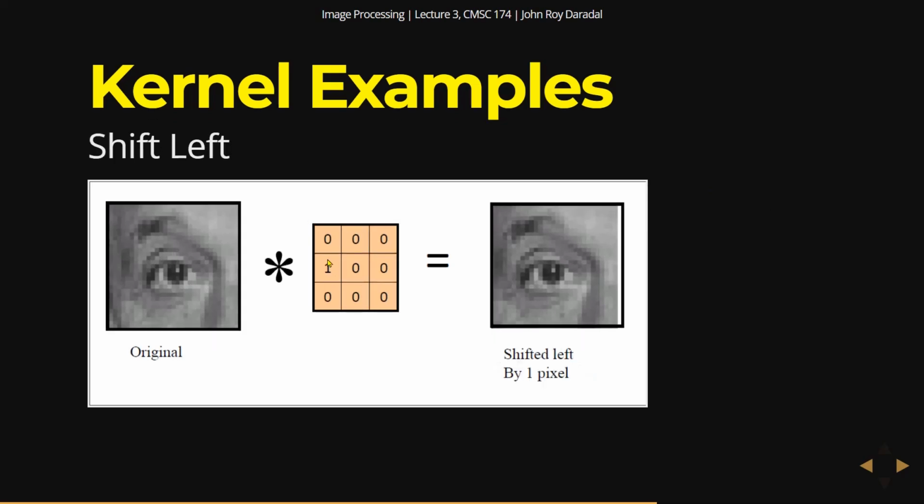This one is called shift left because you're looking at the pixel to the right, to the left, and applying 1, or the full weight, and then the rest would be 0. So you're basically shifting everything by 1 pixel to the left. Okay.